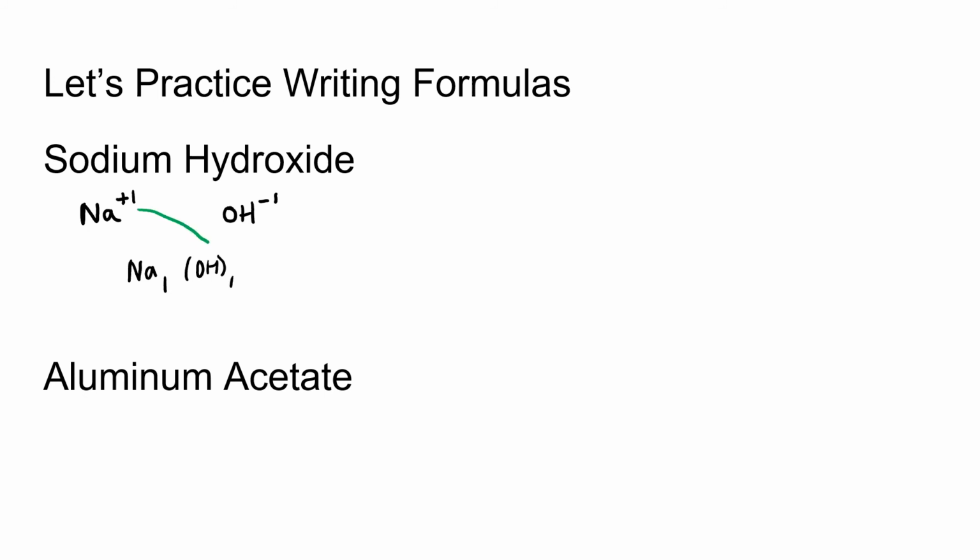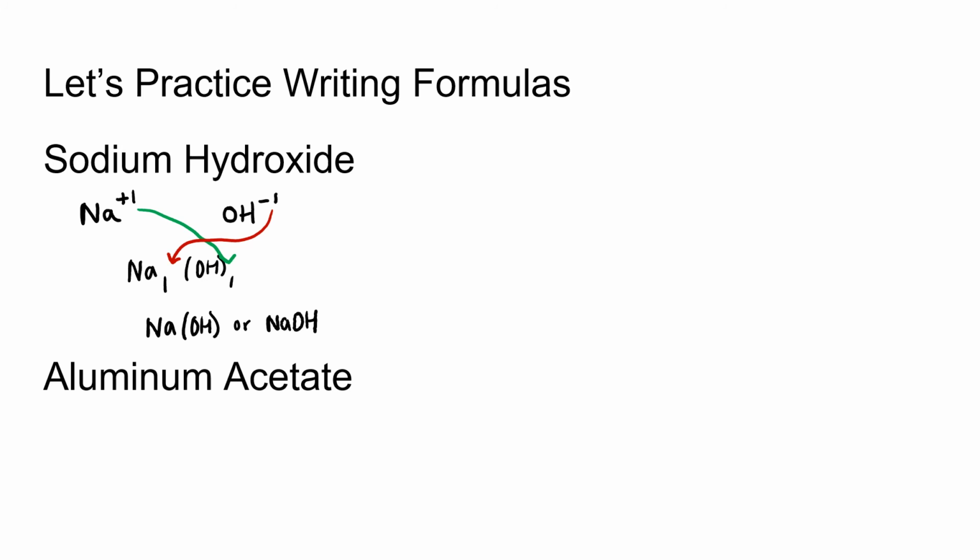Again, remember, those charges are going to become the subscripts for the opposite ion. And then when we combine those, we're going to get rid of the 1s. So here you could leave the OH in parentheses, or you could not have the parentheses, and either of those would be considered correct because you just need 1 of the hydroxide ions in the formula. All right, let's take a look at a little more challenging one.